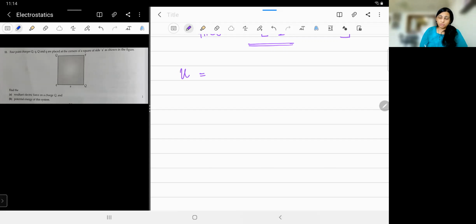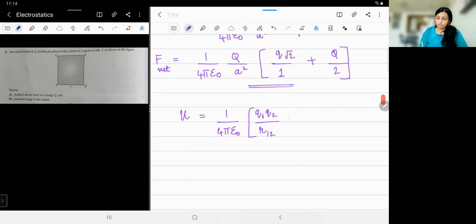That is very easy. You just need to combine. The equation is 1 by 4 pi epsilon 0 Qi Qj divided by Rij. You have to sum up all the combinations. So we have charges at positions 1, 2, 3, 4. Let us write down the different combinations first. 1 by 4 pi epsilon 0. What are the different combinations? Q1 Q2 divided by R12 plus Q1 Q3 divided by R13 plus Q1 Q4 divided by R14.